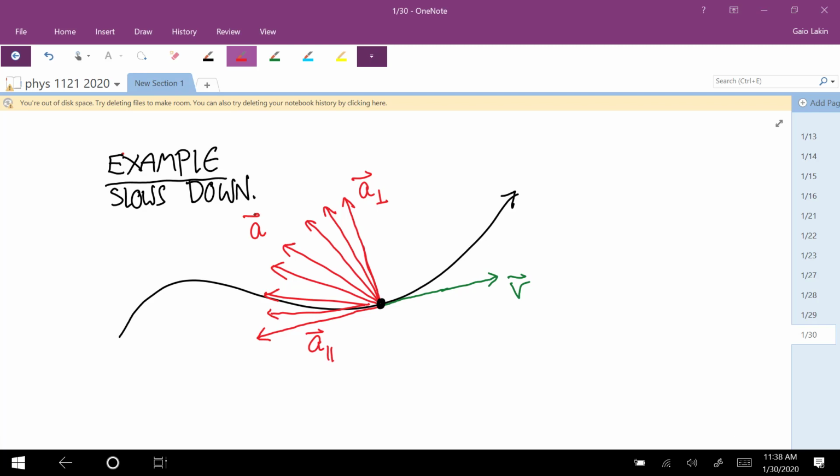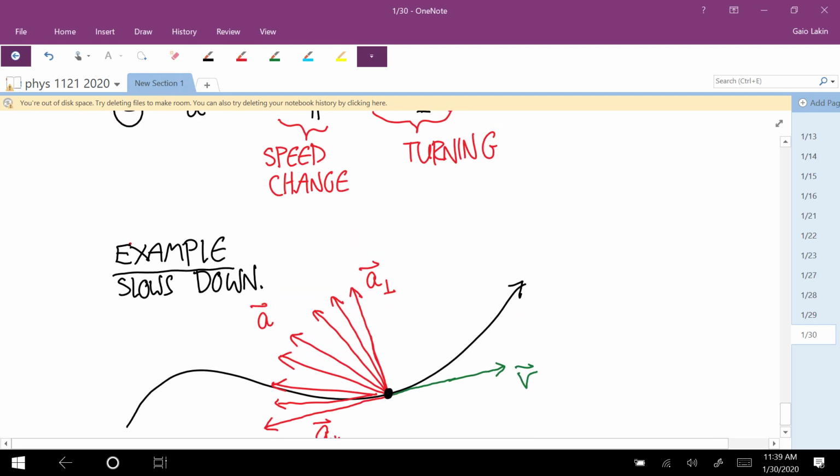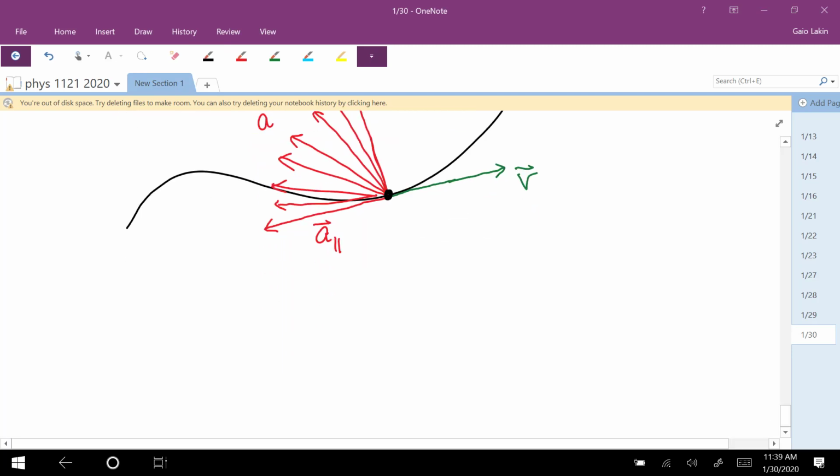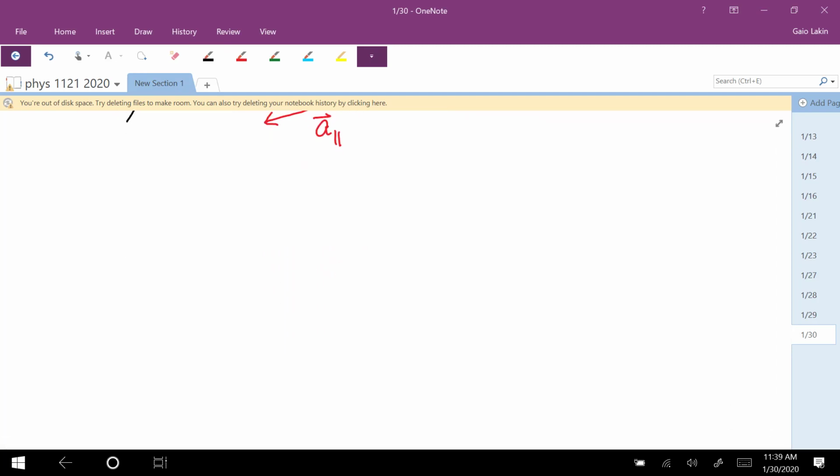Any questions about that? Just a little earlier, in this example, have we given that it's slowing down? Yeah. So, okay. Yep. Okay, so let me do another example.